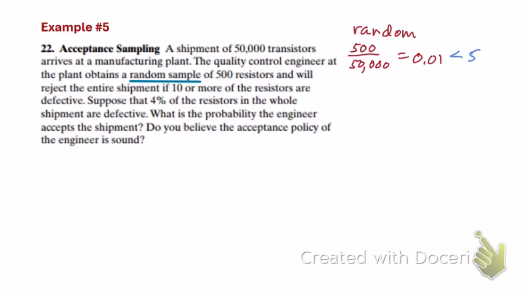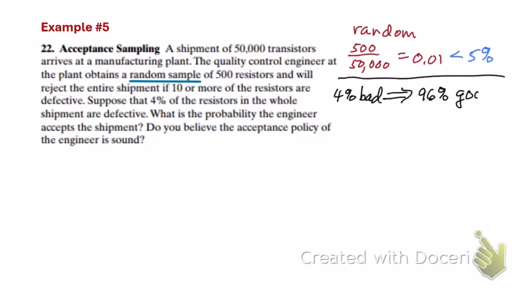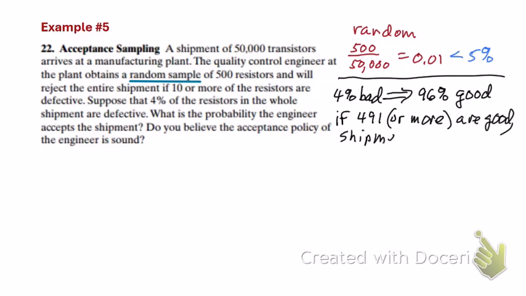So what I'm going to do is say, all right, got 96% good. So I want to get a fraction here. So if at least 491 are good, she's going to accept the shipment. So what am I going to get for p hat? How would I do that? I'm with you. 491 over 500. And that's going to give me this.